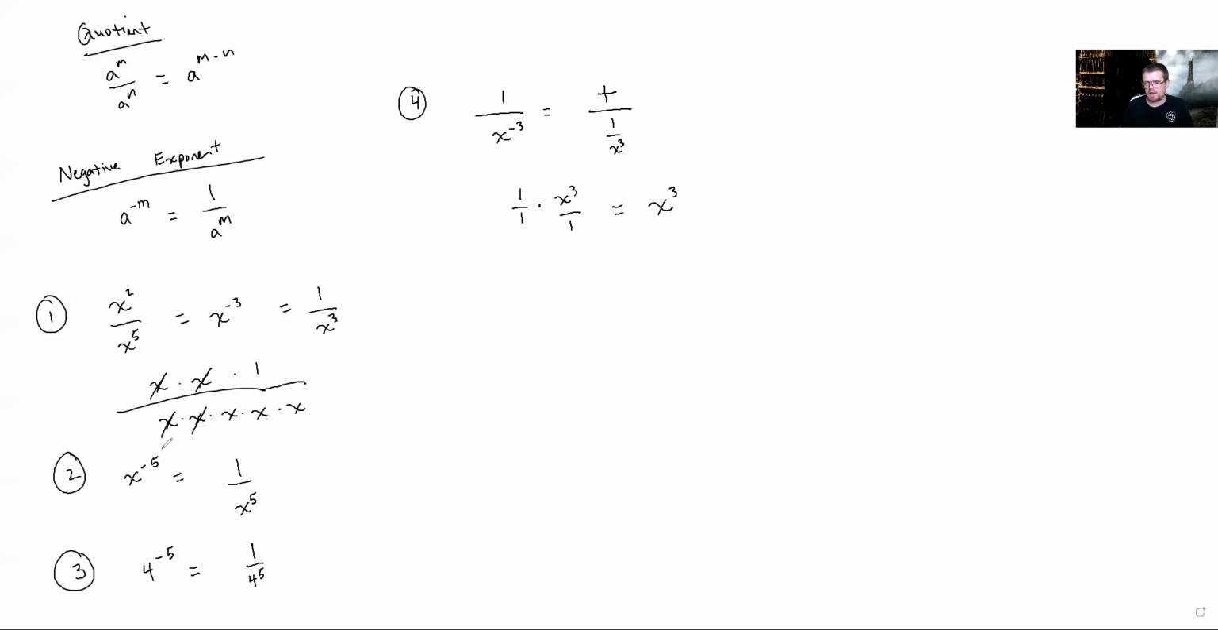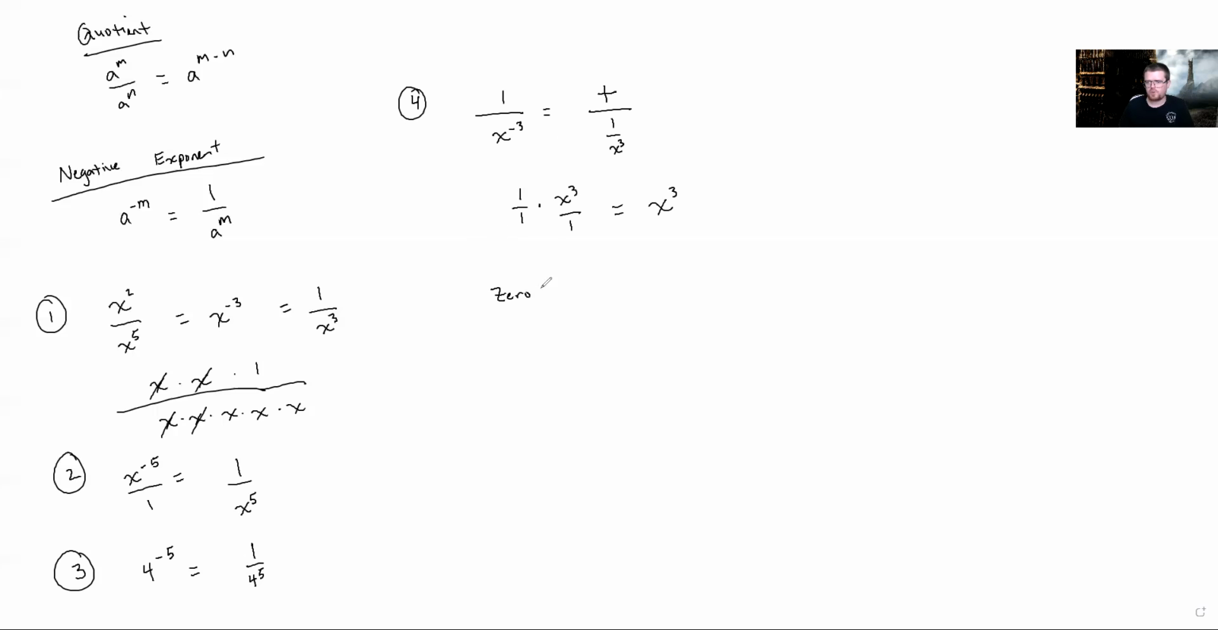How I remember it is that if I have a negative exponent in the numerator, I move it to the denominator and make it positive. If I have a negative exponent in the denominator, I move it to the numerator and make it positive. That's meant to be a shortcut, take it or leave it, but that's your negative exponent rule.